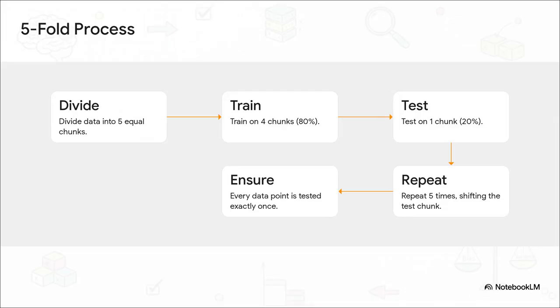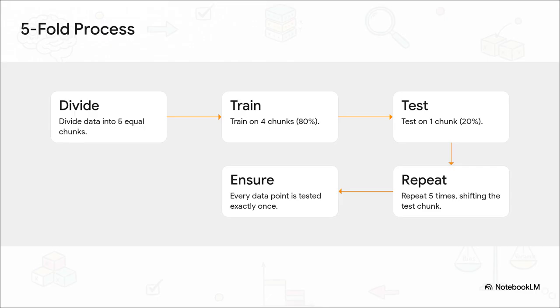It's actually super clever. Step 1, we divide our data into 5 equal chunks. Step 2, we train the model on 4 of those chunks, so there's our 80%. Step 3, we test on that one remaining chunk, our 20%. But here is where the absolute magic happens in step 4. We repeat this entire process 5 whole times, shifting that test chunk every single time. So chunk 1 gets a turn as the test set, then chunk 2, then chunk 3, and so on.